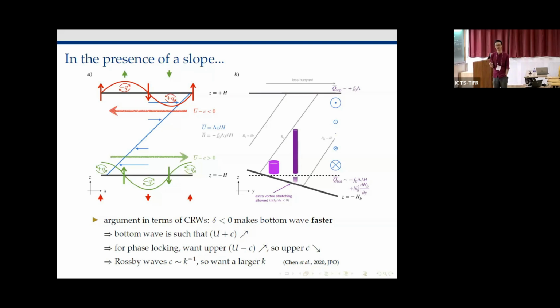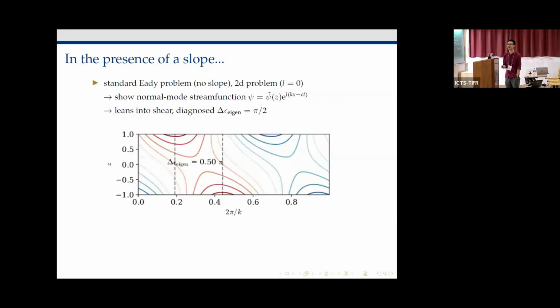So the current state is that most people observe that if you have a slope, then you have to modify these kinds of wave interactions, but they don't exactly say why, for 10 years or so. So this paper says why, or at least we give what we think is actually going on and back it with analysis. Okay, second part. The standard Eady model with no slope is the 2D problem where you have no meridional wave number.